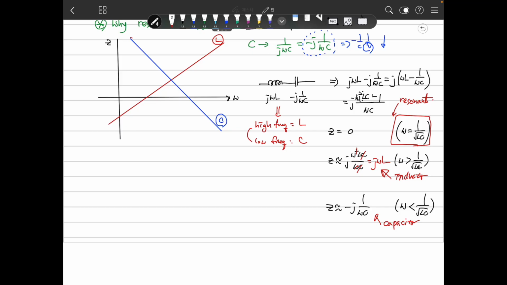The other resonant circuit is the parallel one. We have this circuit here, which is the series, and we have another, the parallel resonant circuit. The circuit is like that, with the capacitor here.